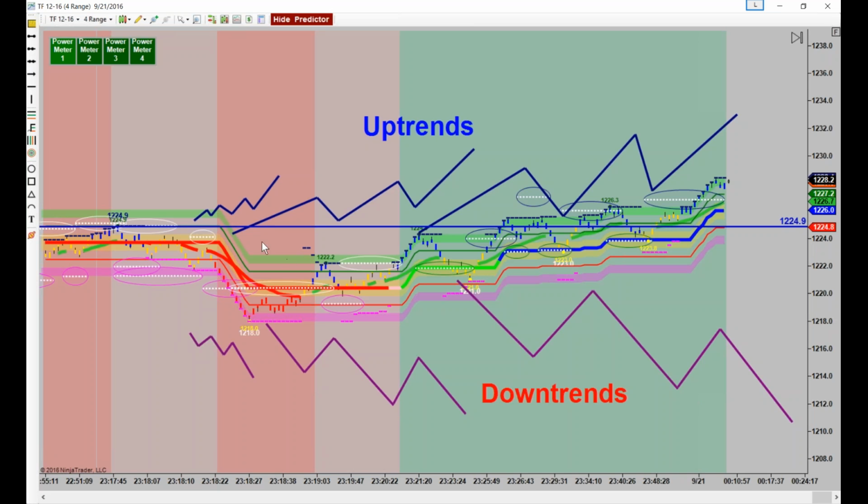Okay, let's go back to it though. An uptrend, of course, you have higher lows and higher highs, right? So you can't take out the previous low once a high is taken out. That's simple as it gets.